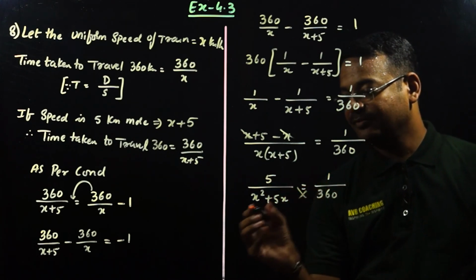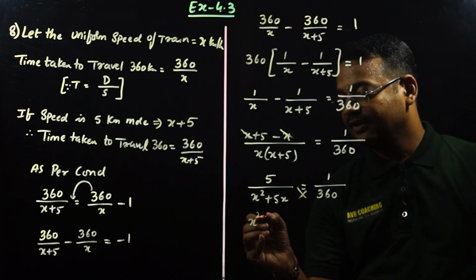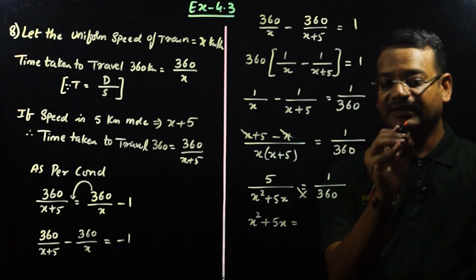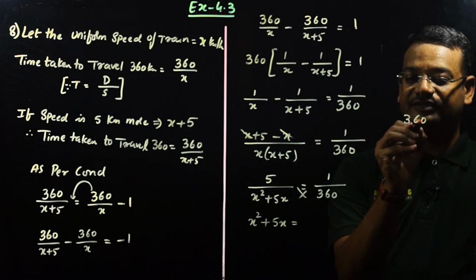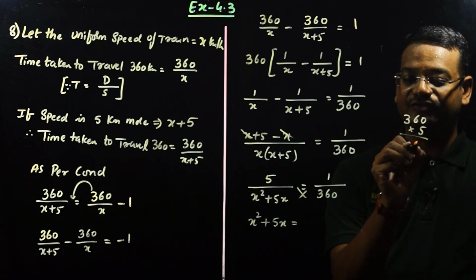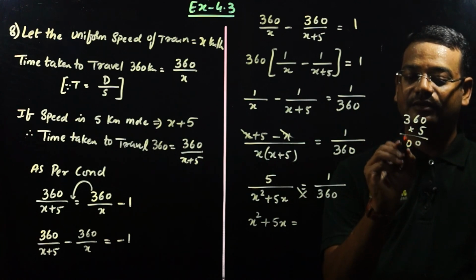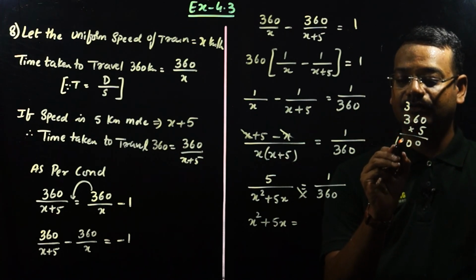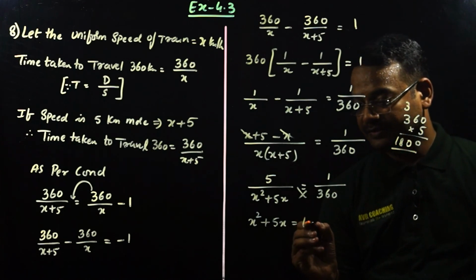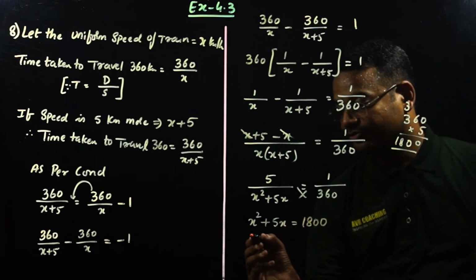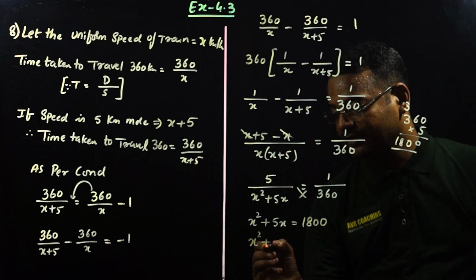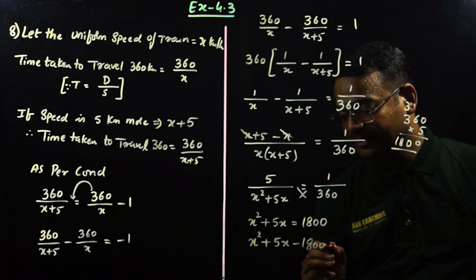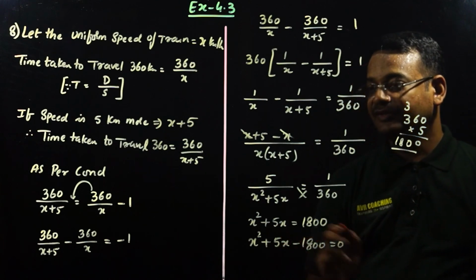If we cross multiply, this can be written as x square plus 5x is equal to 360 into 5. 360 into 5: 5 zeros are 0, 5 sixes are 30, 5 threes are 15, 16, 17, 18. This is 1800. So this can be written as x square plus 5x minus 1800 equal to 0. This is the quadratic equation.